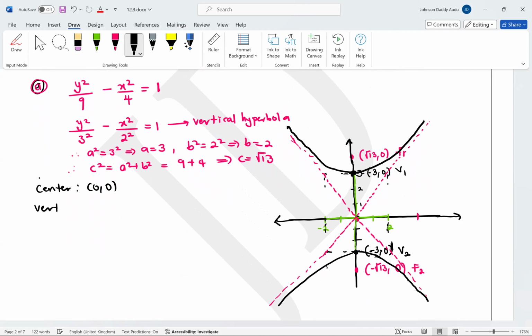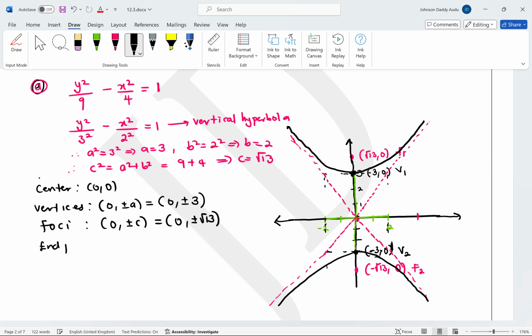And we have the vertices. Remember, the vertices will be on the transverse axis, which is supposed to be (0, ±a). So it's just going to be (0, ±3). As you can see, we have two vertices. Then another thing is that we have the foci, which is also going to be on the transverse axis. So it's (0, ±c), which is simply (0, ±√13).